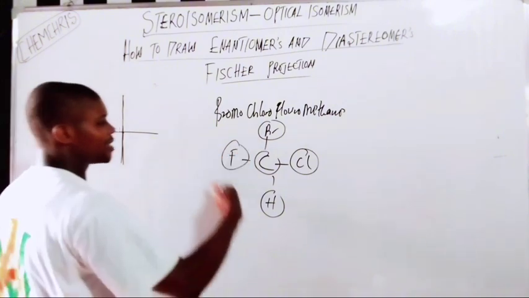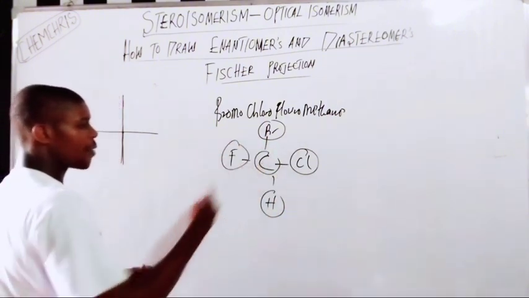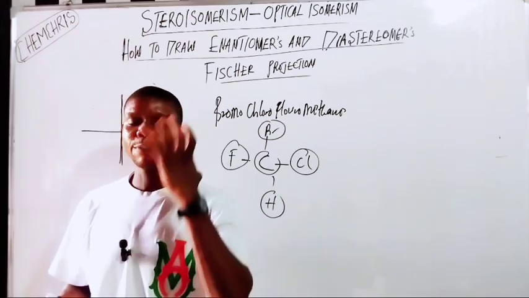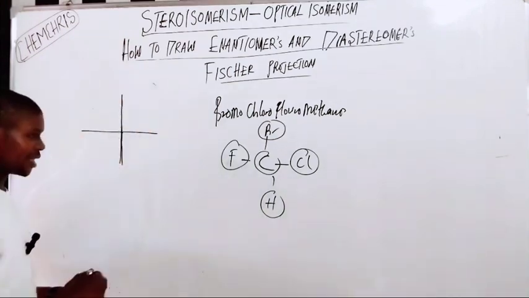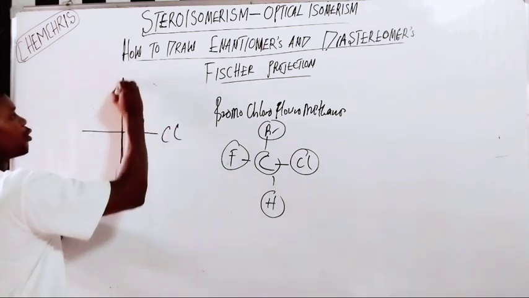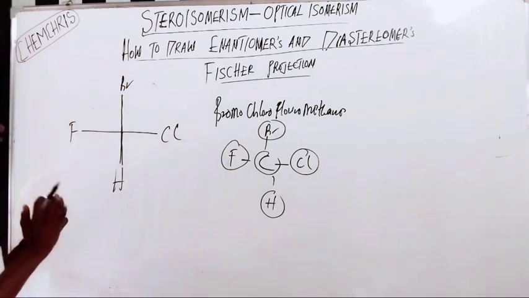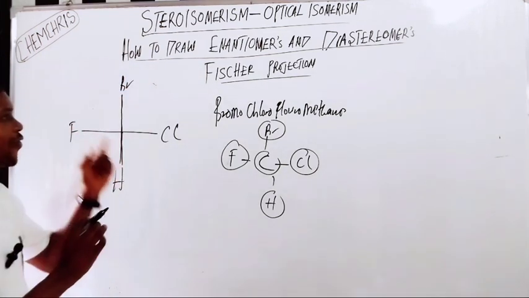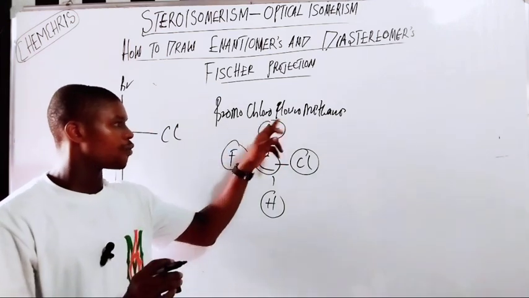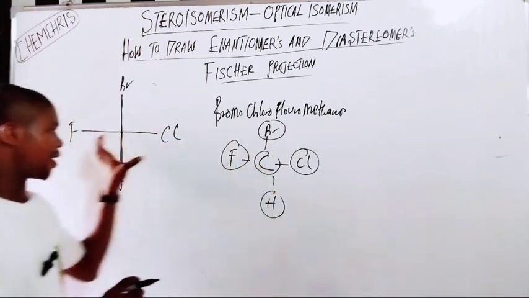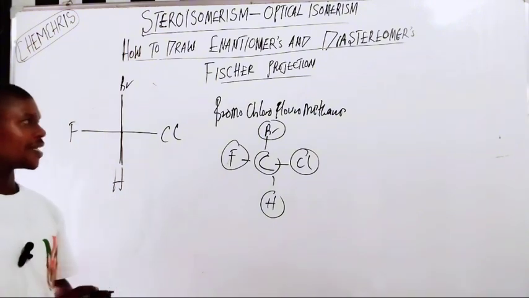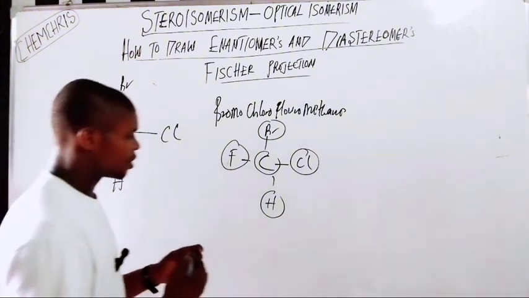Now, how will you place the rest of the groups attached to the chiral atom? It depends on you where you want to place them. So I can start by placing hydrogen here, chlorine here, bromine here, and fluorine here. I have successfully drawn a Fischer projection of bromochlorofluoromethane. It's very easy. Now, to draw the enantiomers is also very easy.